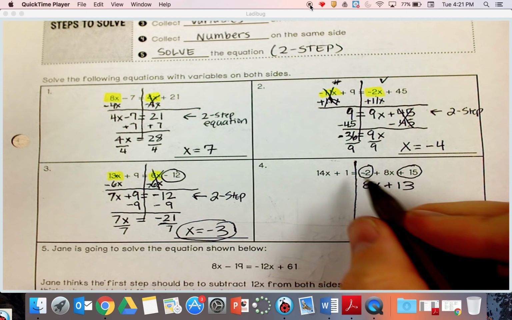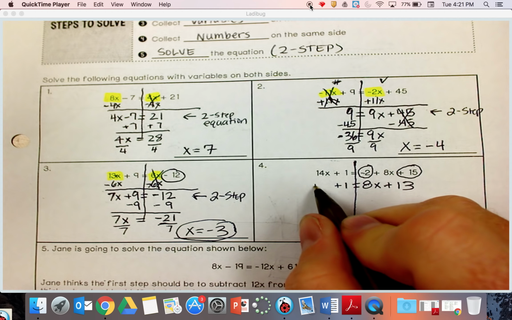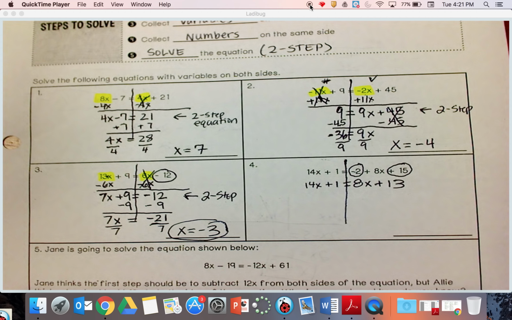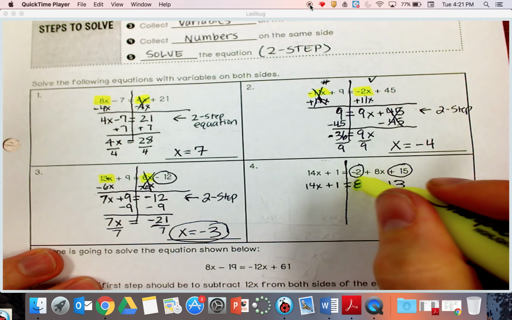And it's still equal to 1 plus 14x. I'm going to show all my steps, show my work, what I'm doing here. Now I'm good to go. Now I can see, okay, well I have no more to clean up. I got variables on both sides right here.